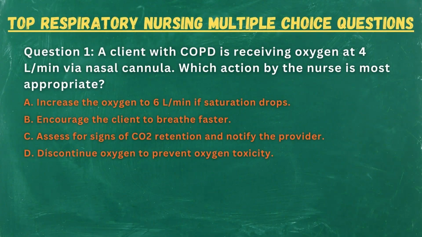Question 1. A client with COPD is receiving oxygen at 4 liters per minute via nasal cannula. Which action by the nurse is most appropriate? A. Increase the oxygen to 6 liters per minute if saturation drops. B. Encourage the client to breathe faster. C. Assess for signs of CO2 retention and notify the provider. D. Discontinue oxygen to prevent oxygen toxicity.